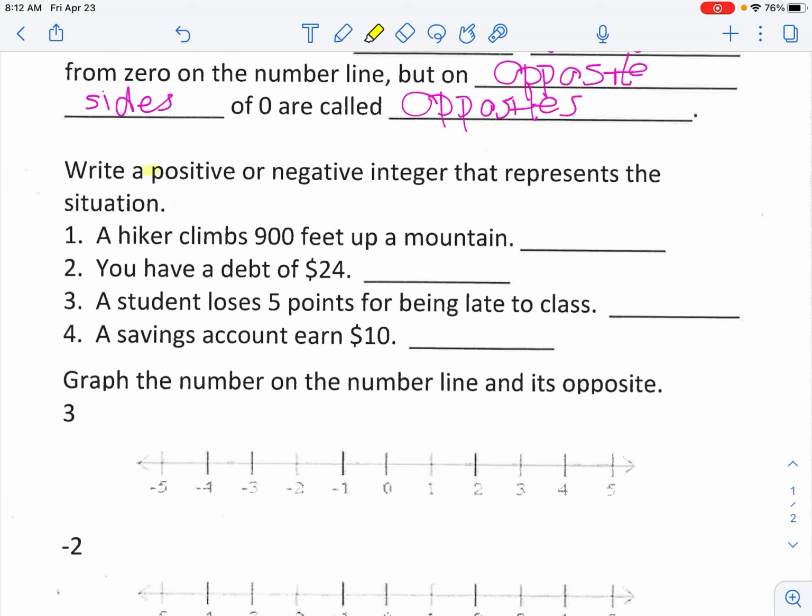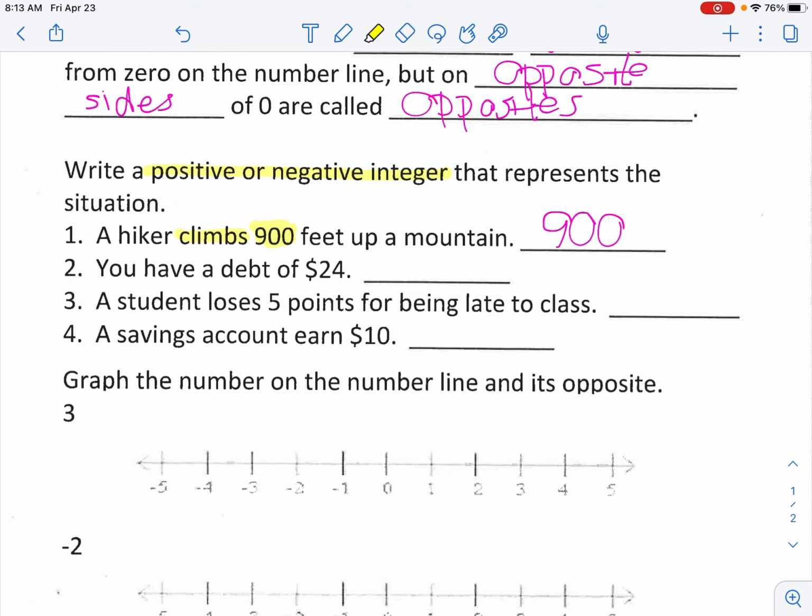Directions. Write a positive or negative integer that represents this situation. All right, so a hiker climbs 900 feet up a mountain. So first of all, you want to focus on the number that you see, but you also want to focus on the key word. The key word in front of that is climbs. If you're climbing, you're going up, so you're increasing your elevation. When we write a positive number, we don't put a positive sign in front of it. We're just going to say 900.